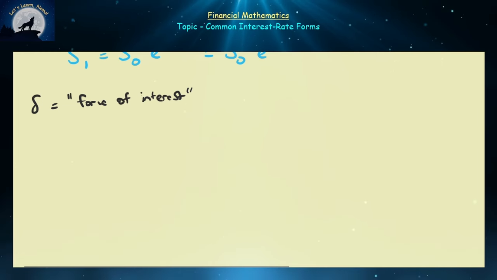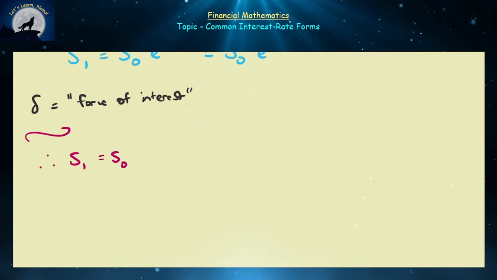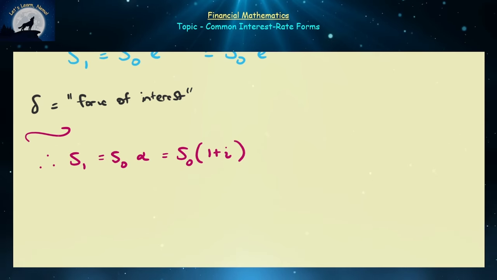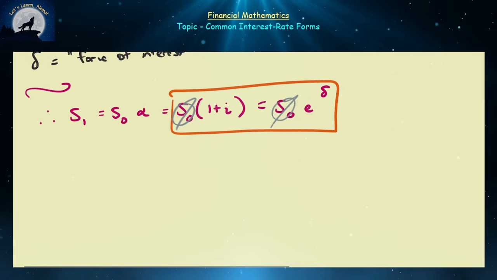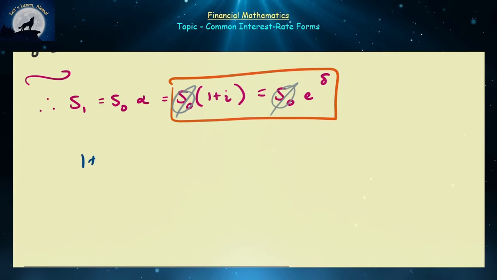So if we look at our particular structure, how can we relate this delta to our i's? So again, S1 will be equal to S0 times alpha, which is just going to be S0 times 1 plus i. And S1, let's assume our compounding under continuous compounding, is going to be equal to S0 times e to the power of delta. So all we really need to do is just solve this equation for delta to relate these two objects together. We clearly see that S0 is on both sides of this equation, so we get the very nice equation 1 plus i, or alpha, is equal to e to the delta.